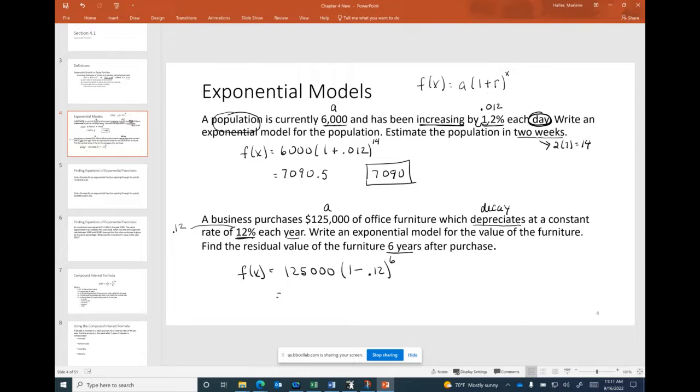Let's see what that is. 125,000 times 0.88 raised to the 6th power. It's only going to be worth $58,050.